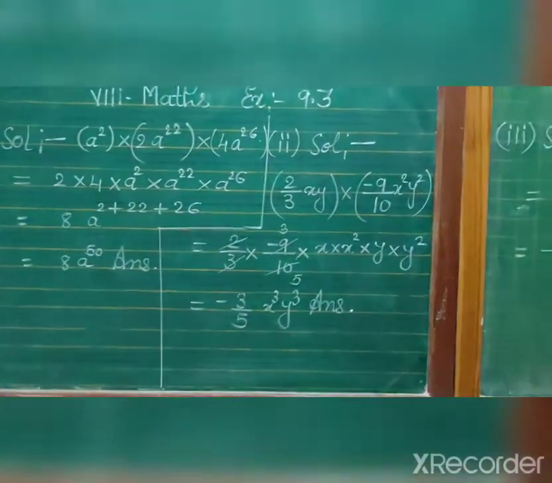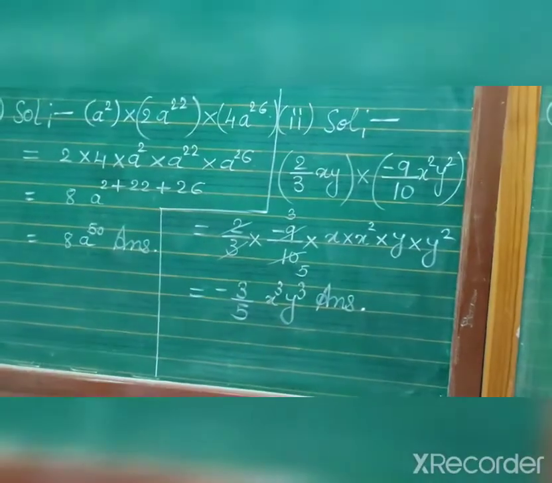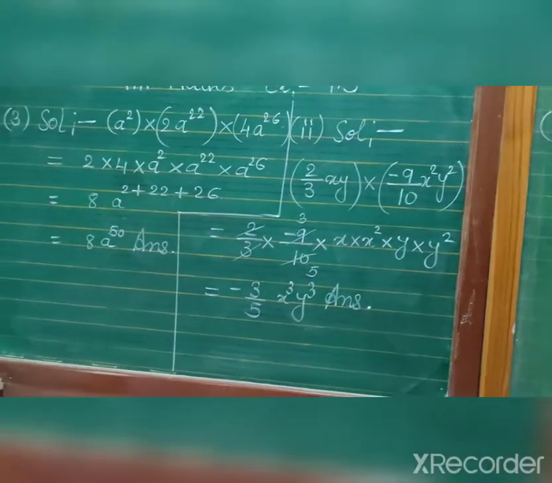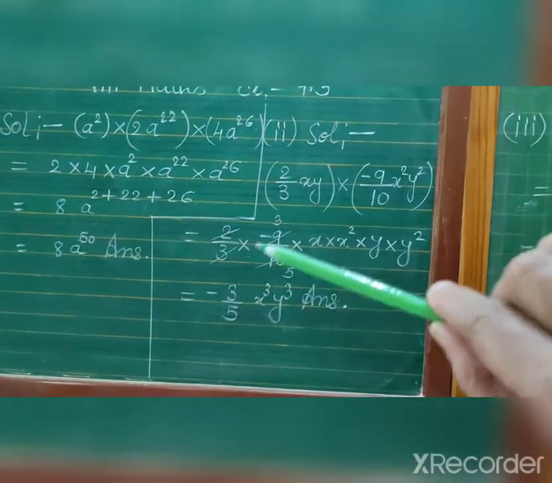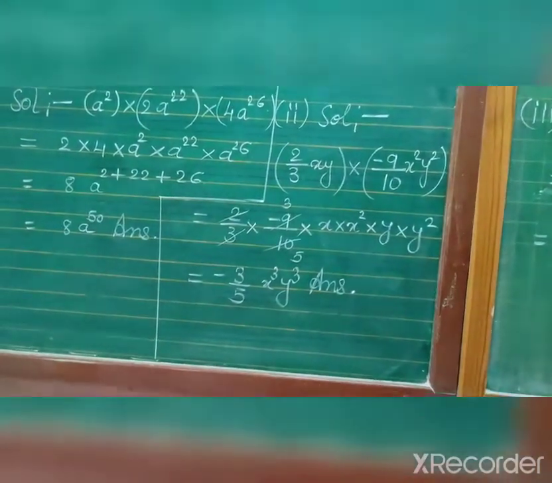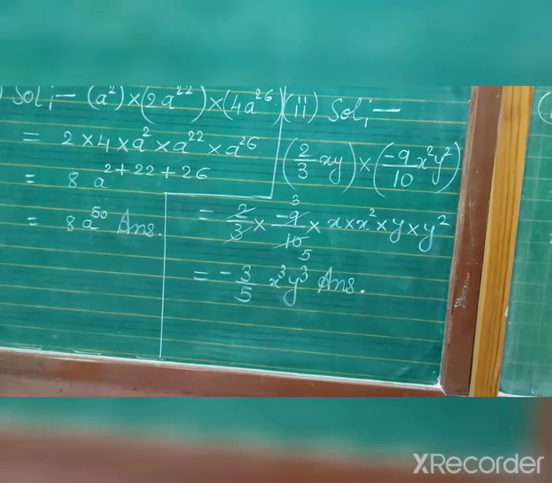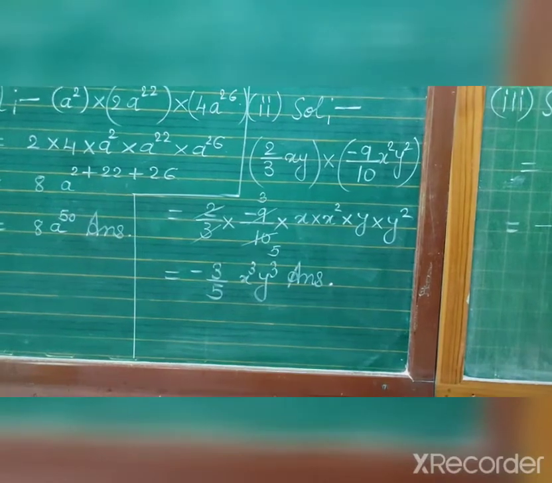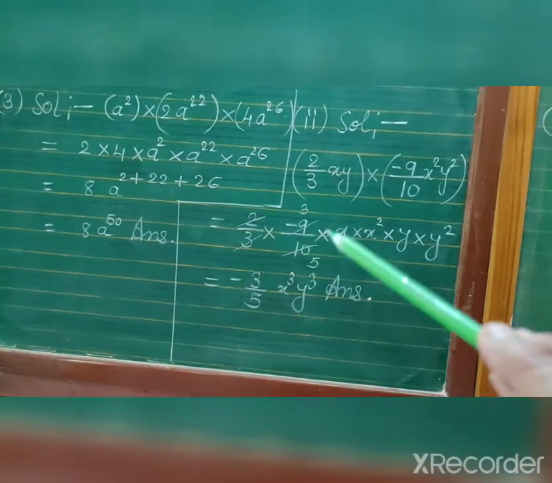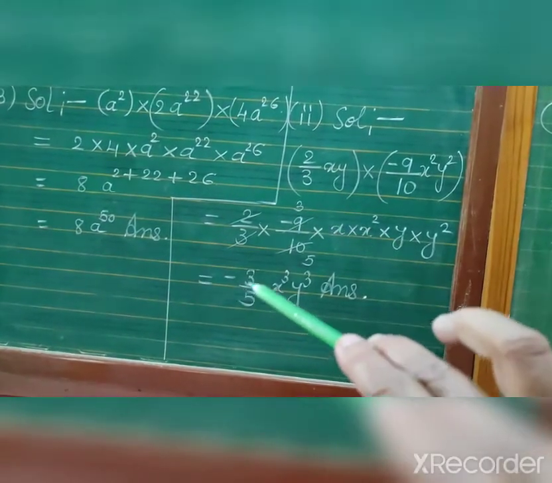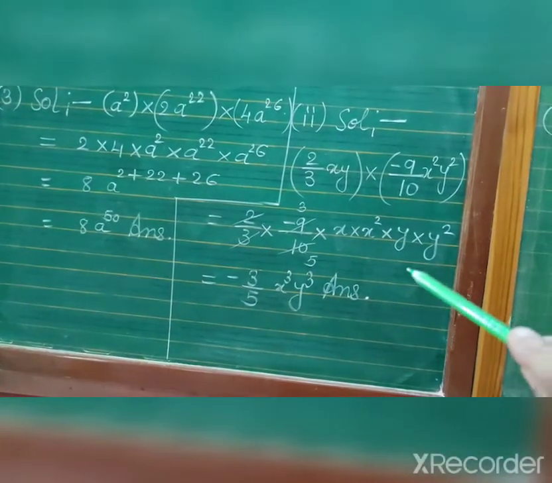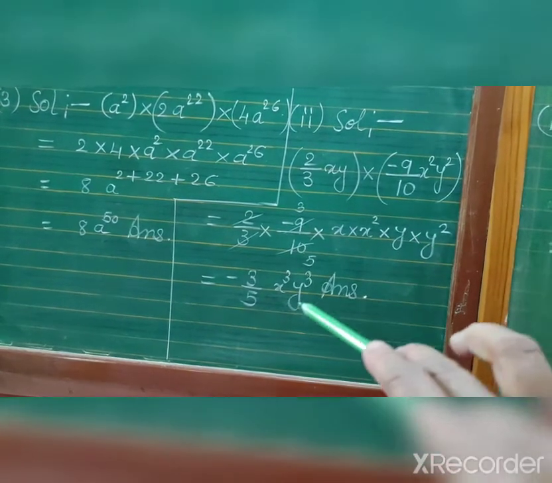Now the second part of question number 3 is 2 upon 3 xy into minus 9 upon 10 x square y square. 2 upon 3, first we will multiply coefficients. So 2 upon 3 into minus 9 upon 10, x into x square, y into y square. We collect the same bases, the same variables. Now 3 threes are 9 and 2 fives are 10. So with the negative sign, minus 3 upon 5, x into x square, here 2, here 1, x to the power 3. y into y square, 2 and 1, y to the power 3.